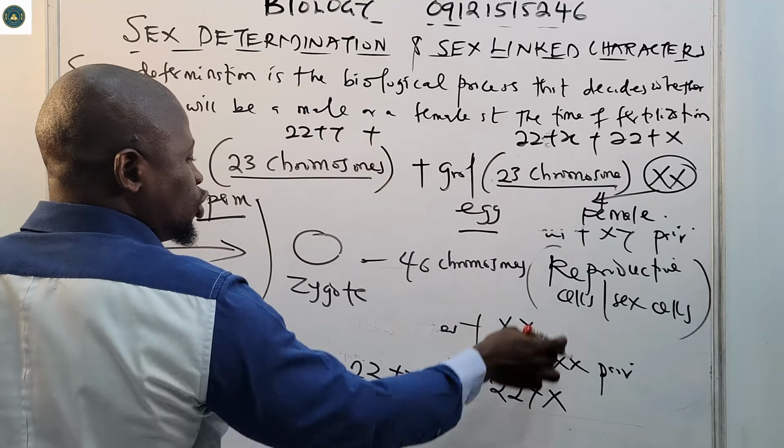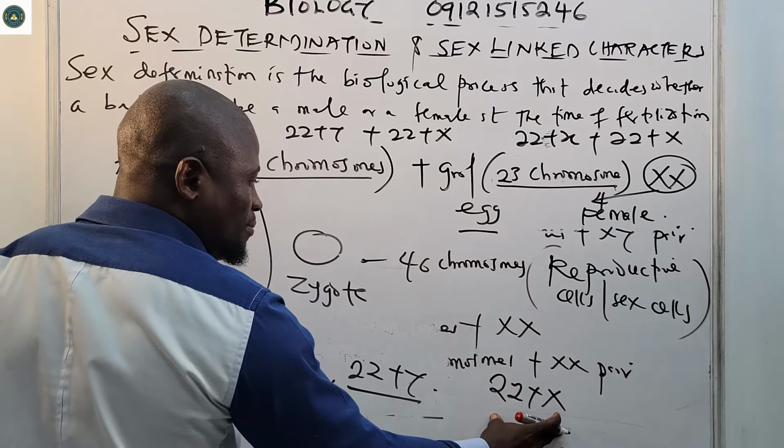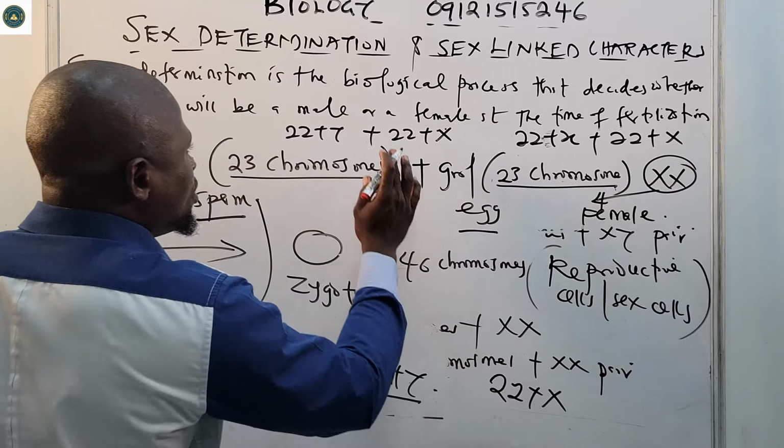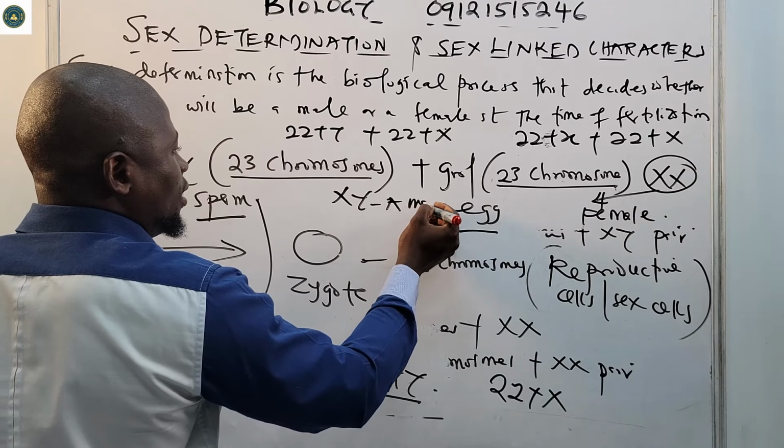Now, if 22 plus Y is fusing with 22 plus X from the female, from the egg, what am I going to have? I'm going to have XY. This one will be a male, or a boy.